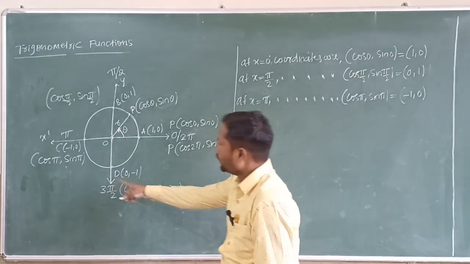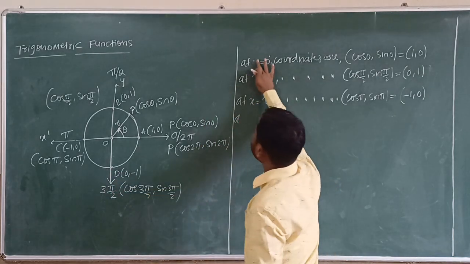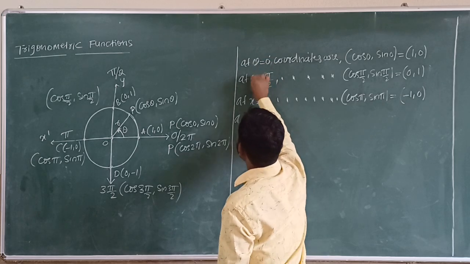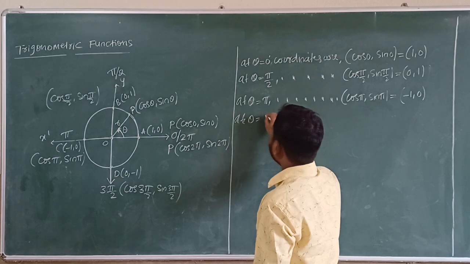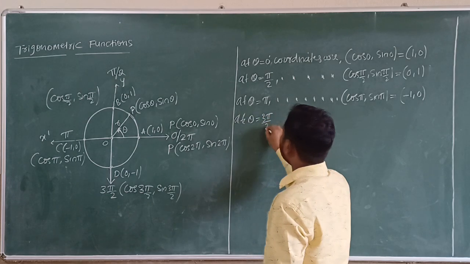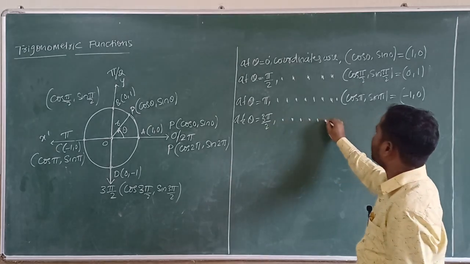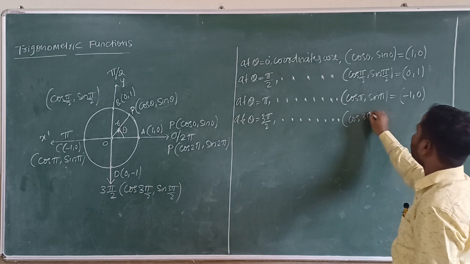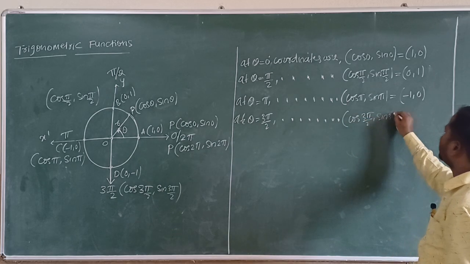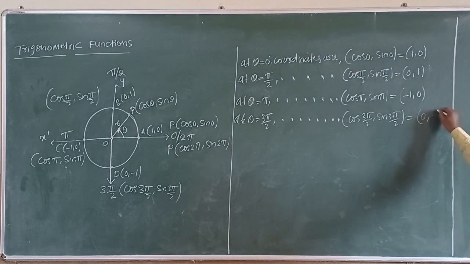Right. Suppose if x is here, take it as theta now. Take it as theta. Okay. It is theta, and this one is the theta now. At theta equals 3 pi by 2 now. 3 pi by 2 meaning 270 degrees now. Okay. If the angle is 3 pi by 2 radian, then the coordinate of the point is cos 3 pi by 2 and sin 3 pi by 2 now. That is 0 comma minus 1 now. 0 comma minus 1. Okay.